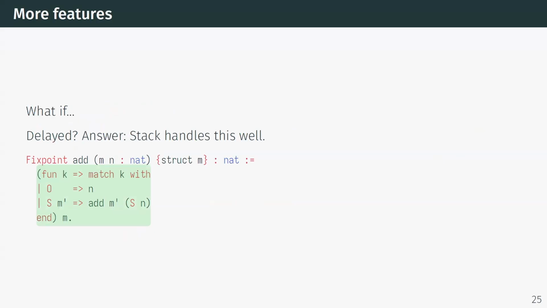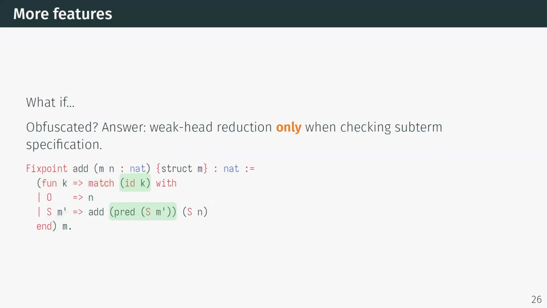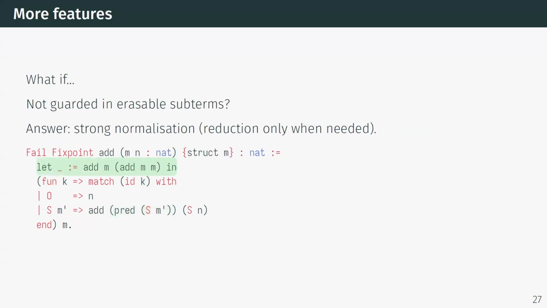So there are more features that are not in this example. For example, what if you delay the application of M, you delay giving M to this, the stack handles this well. What if you try to fool the guard checker a little more, you put identity here, you have a pred suc. Actually, it works because there is some weak head reduction going on when you're trying to specify a term, right? So when you weak head reduce these terms, they are fine.